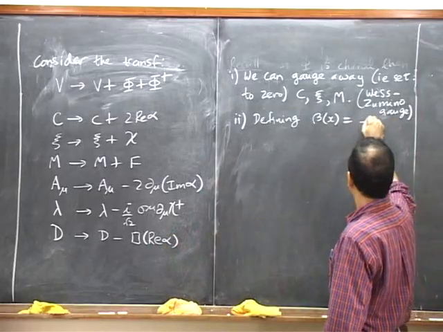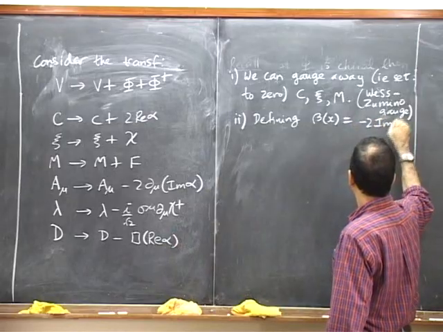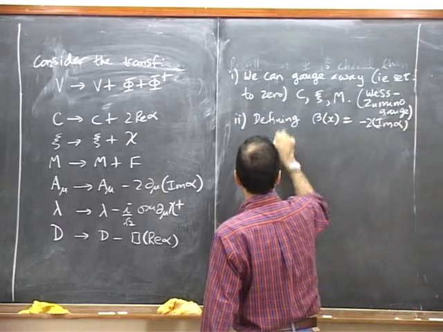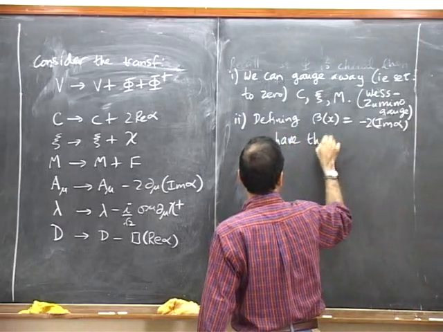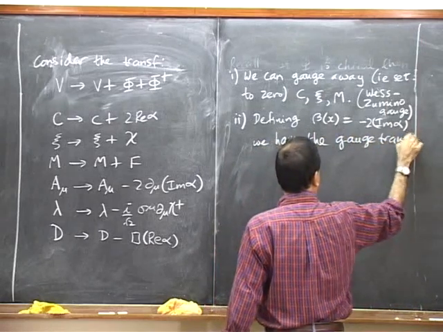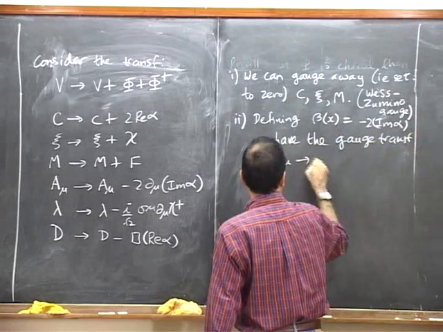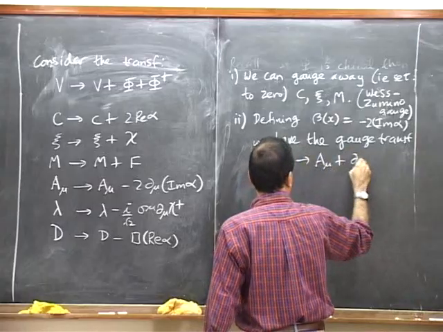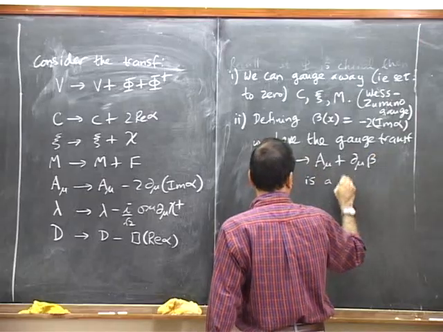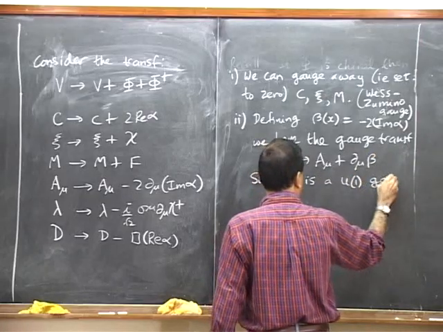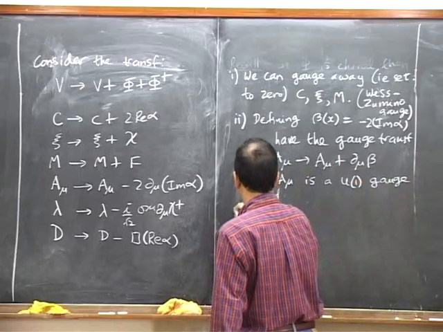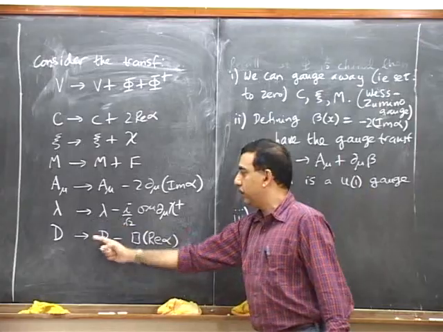Defining beta of x equals minus 2 Im alpha. Alpha was complex, beta is real. We have the gauge transformation. And this, I've already said this. Just writing it. So A is a U1 gauge field. So that brings us to these two.